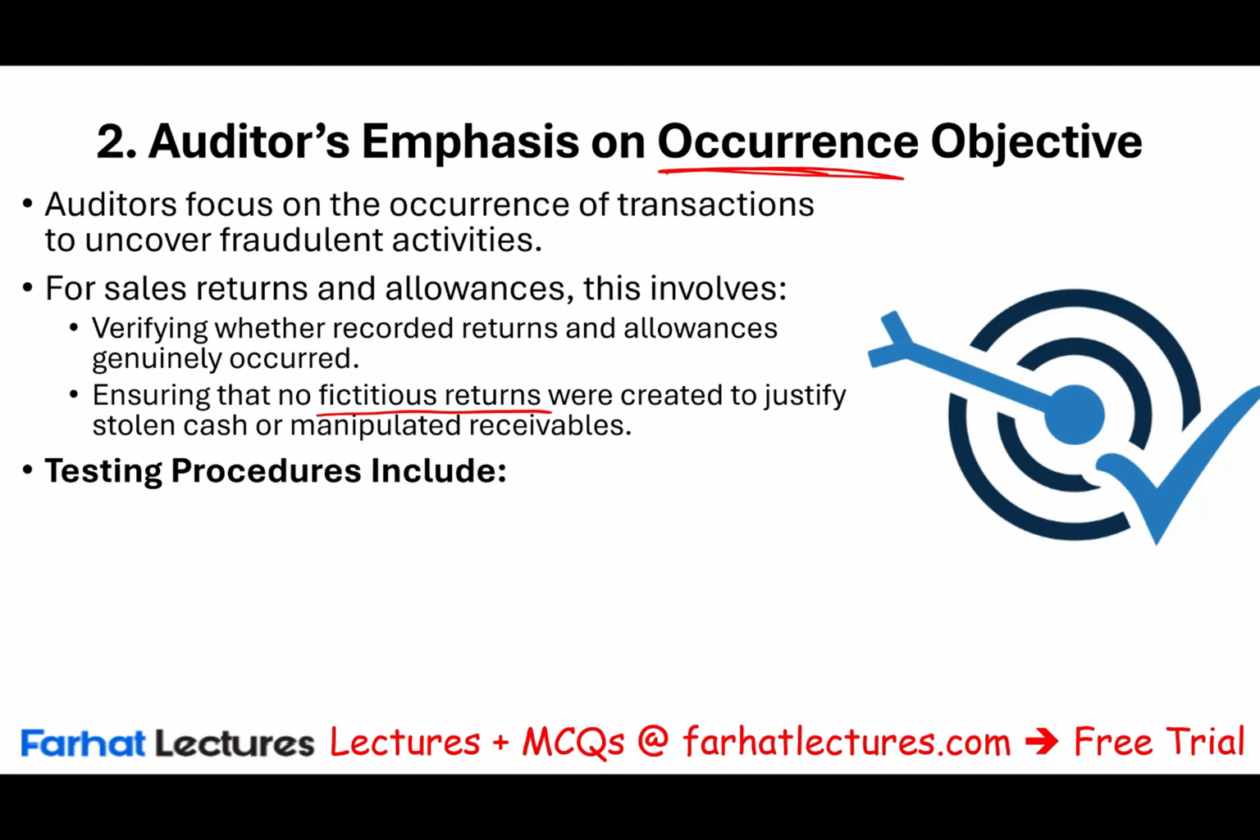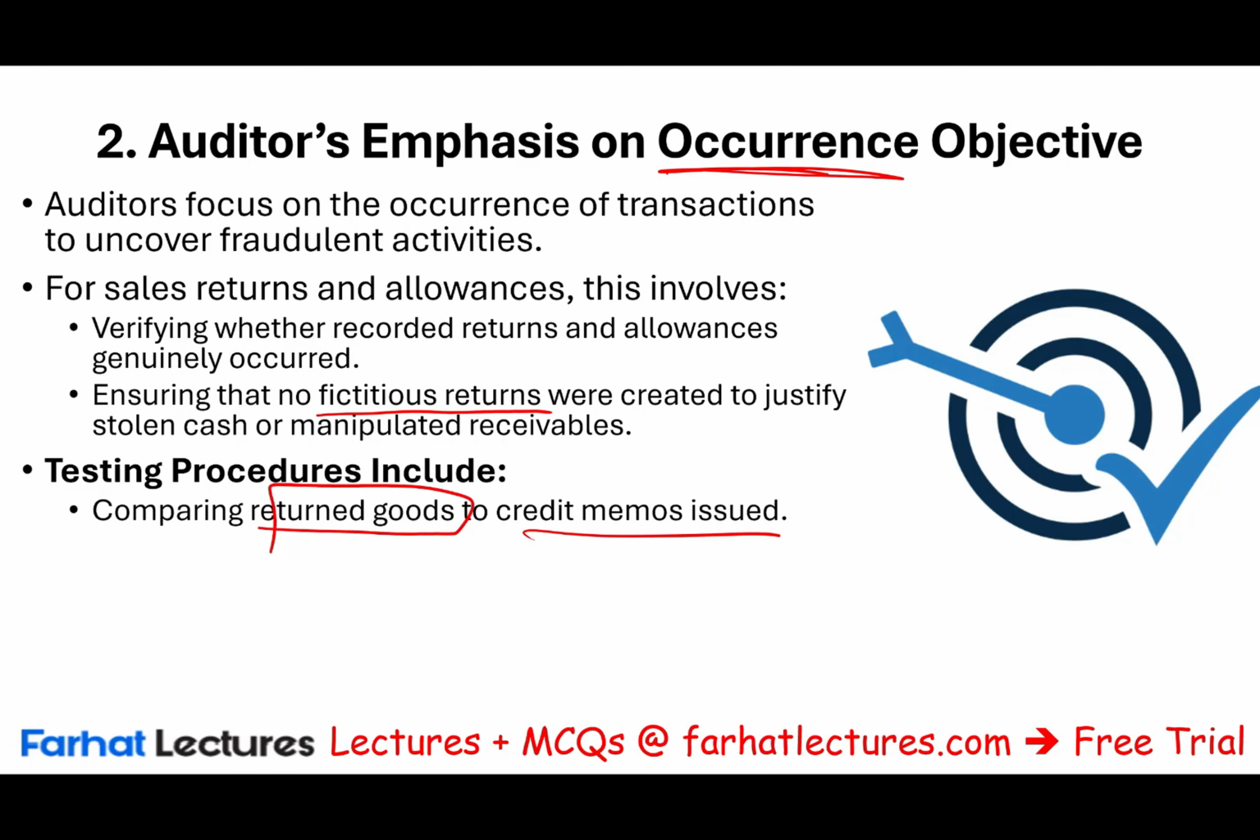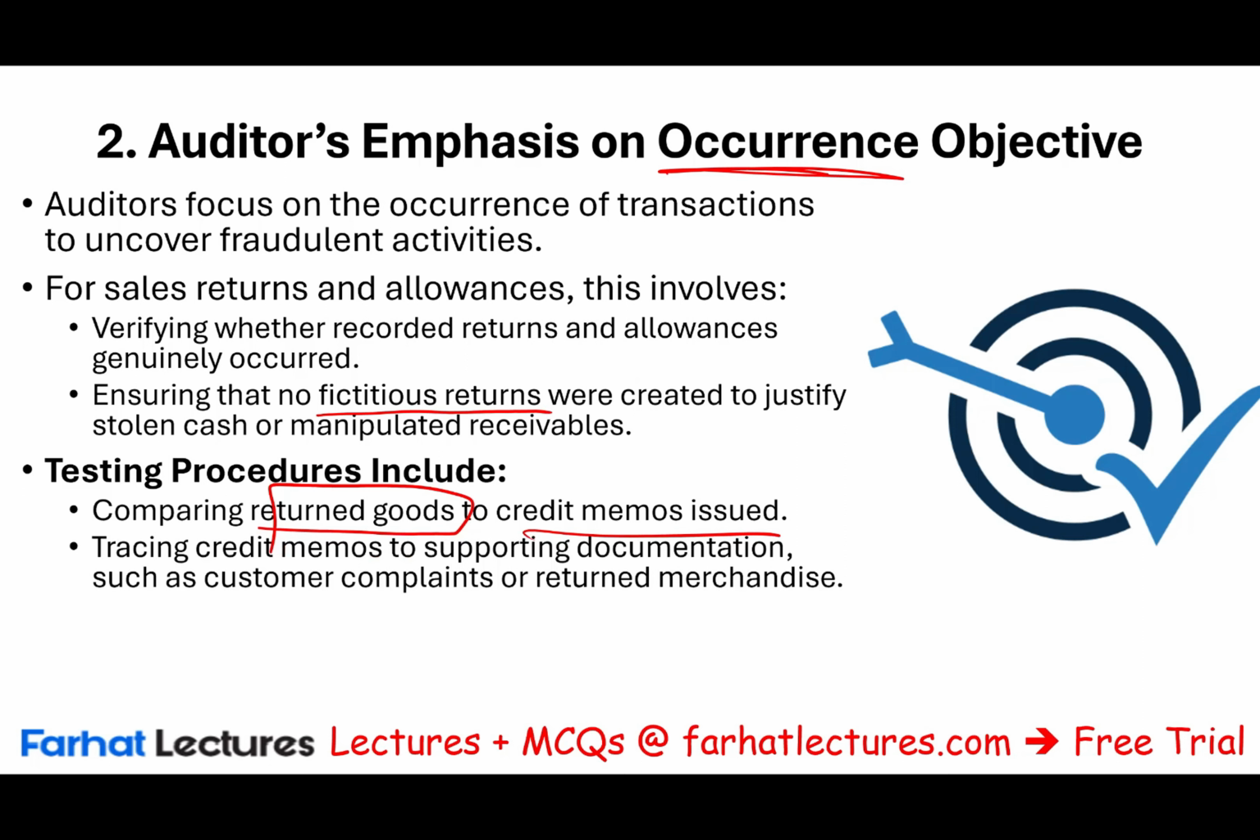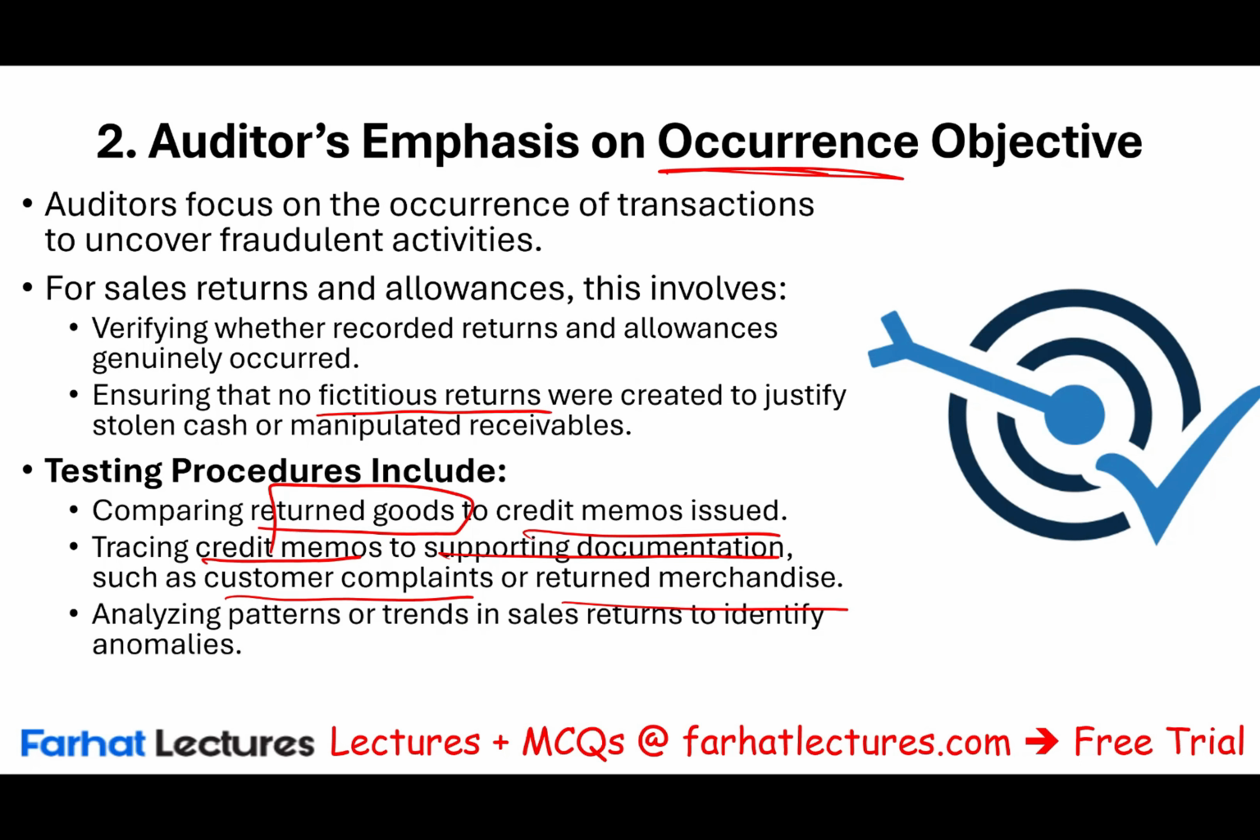Now, how would you test this? Well, you compare goods returned to credit memos issued. Somehow the company should keep track of the credit memos that they issued and the physical evidence, the goods that they returned. So you trace credit memos to supporting documentation such as customer complaints or returned merchandise. You want to make sure you have all the necessary documents in the return process, the credit memo, the merchandise. Also, what you want to do here is analyze patterns.